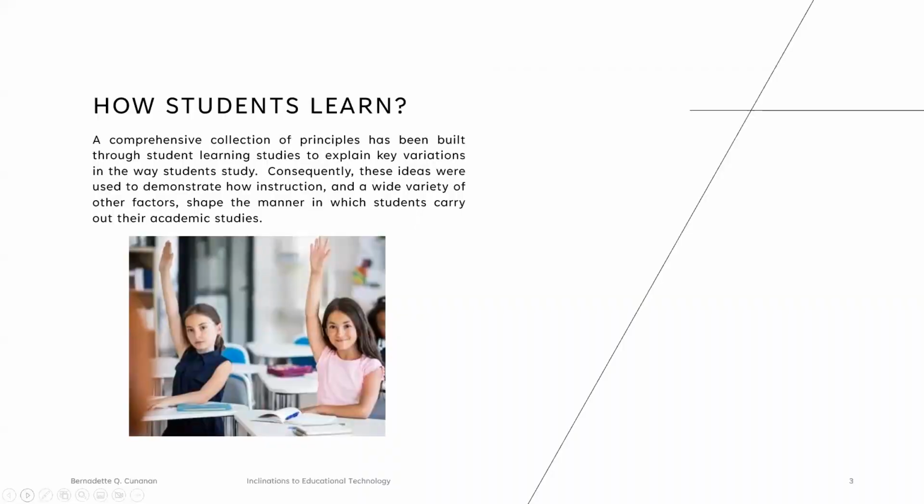Now, how do students learn? A comprehensive collection of principles has been built through student learning studies to explain key variations in the way students study. Consequently, these ideas were used to demonstrate how instruction and a wide variety of other factors shape the manner in which students carry out their academic studies.